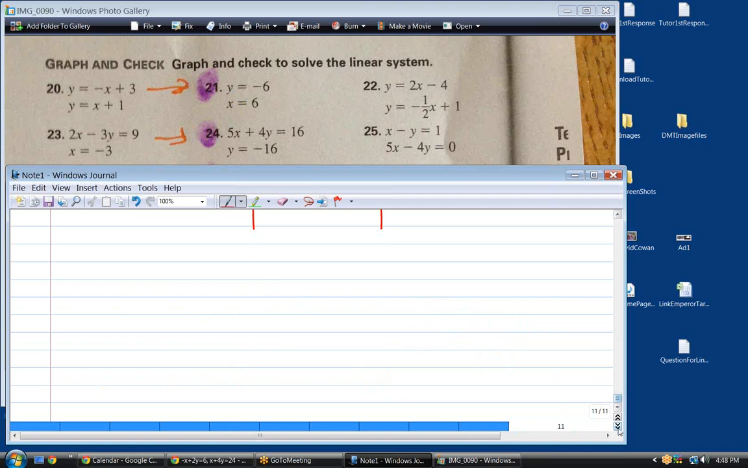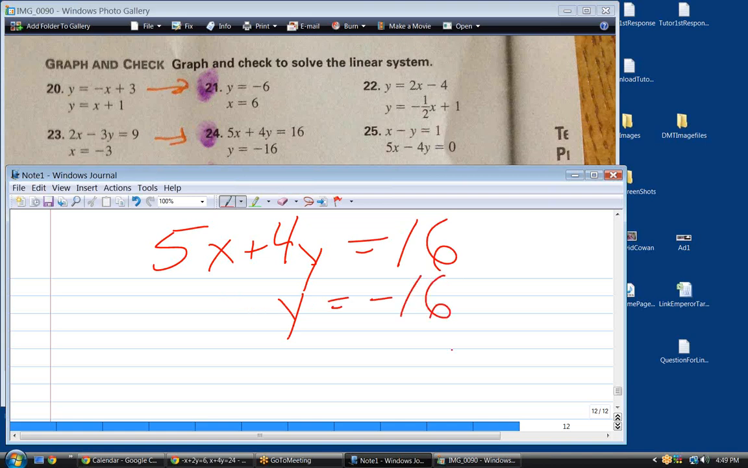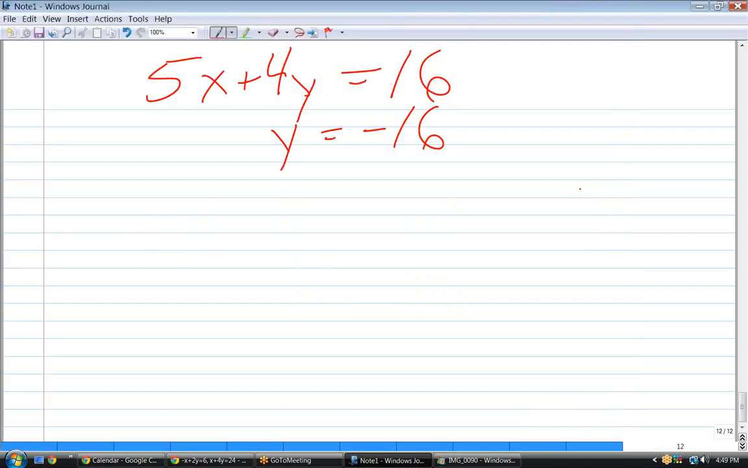Let's look at 24. We have 5x plus 4y equals 16. And then we have y equals negative 16. How are we going to solve this? It tells you to solve it by graphing, but that's not what we want to do right now. In other words, I could certainly graph that, and wherever they intersect is the solution. But let's try to solve it algebraically, since we've been practicing that the whole time.